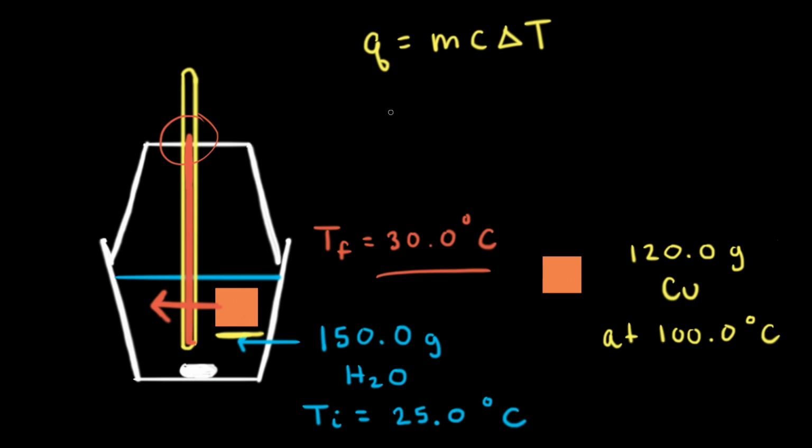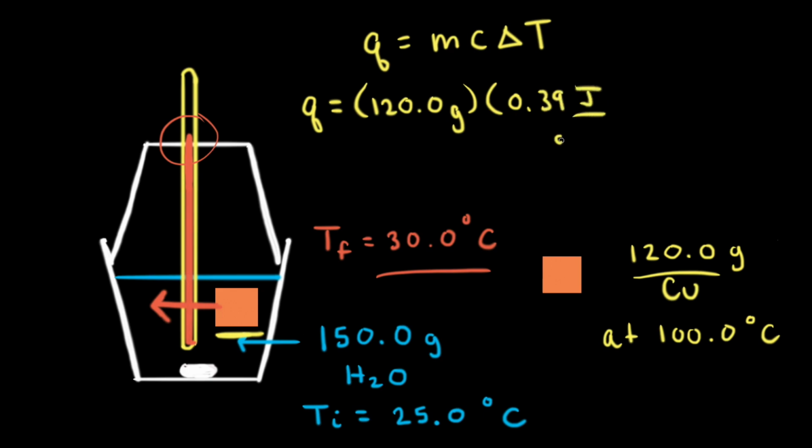Next, let's do the same calculation for copper. So we're trying to find Q. The mass of the copper was 120.0 grams, so we can plug that in. The specific heat of copper is 0.39 joules per gram degree Celsius.